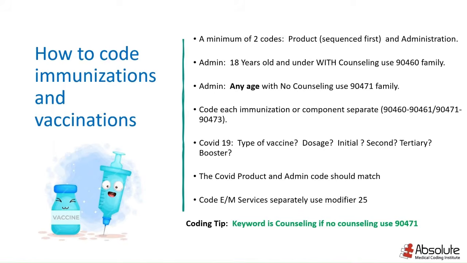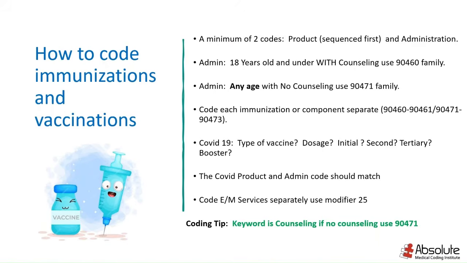And next, while administering a vaccine for any age group with no counseling, you have to use the CPT code family which belongs to 90471. So if there is no counseling, and let it be any age, you have to use a family code of 90471. Okay, now let's move on to the next guideline. Code each immunization or component separately by using the family 90460.